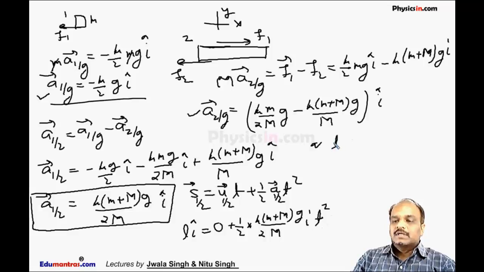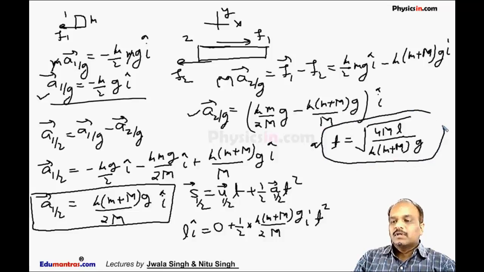So from here we can say t is equal to the root of 4ML divided by μ(m + M)g. This is the answer. This is the time when the two blocks will separate.